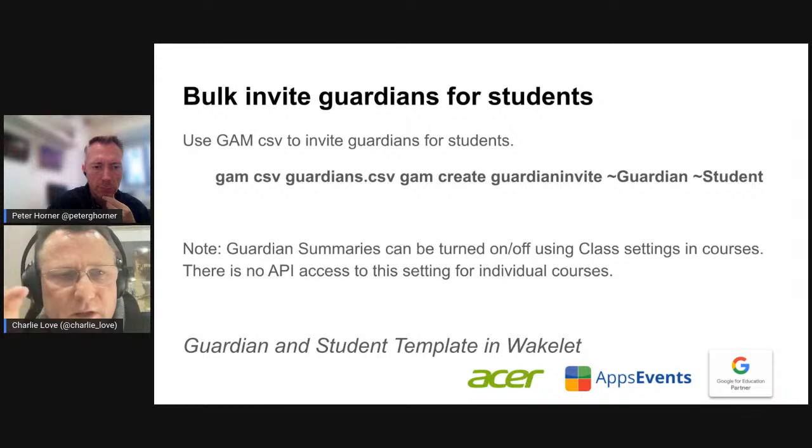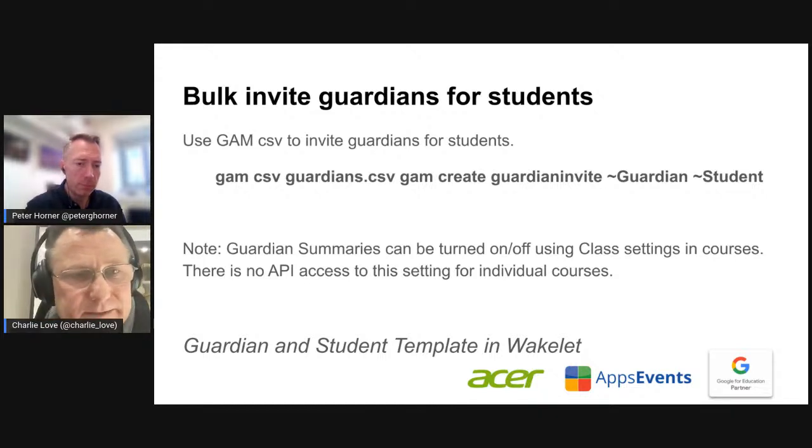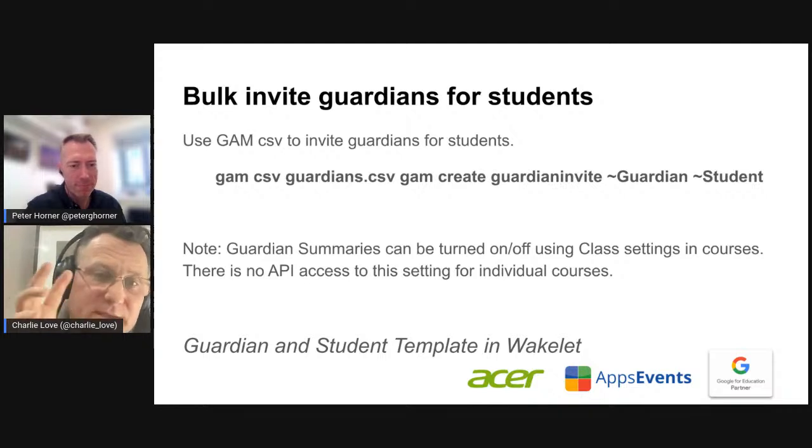Now, one of the things that's worthwhile talking about is that guardian summaries are on by default in K-12 Google for Education. However, there is no API access to turn them on or off for individual classrooms. That has to be done through the classroom settings interface. So individual teachers or the individual owners of the classrooms have to go in and change their settings, right? And if they do, you can see from the GAM classroom listings whether Guardian Summaries is enabled or not, but you can't change that setting through the API.